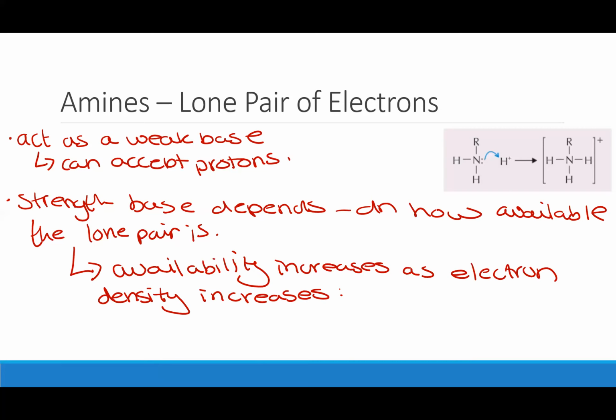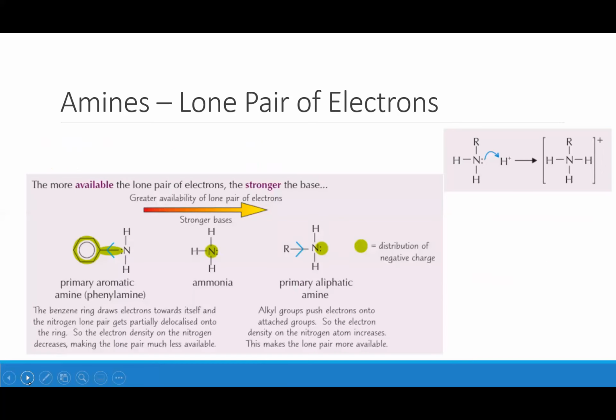Amines have that lone pair of electrons, which allows them to act as a weak base because they can accept protons. The strength of the base depends on how available that lone pair of electrons is, and it's more available as electron density increases. The more available the lone pair is, the more likely the amine is to accept a proton, and therefore the base will be stronger. So primary aliphatic amines are stronger bases than ammonia, which is a stronger base than aromatic amines.